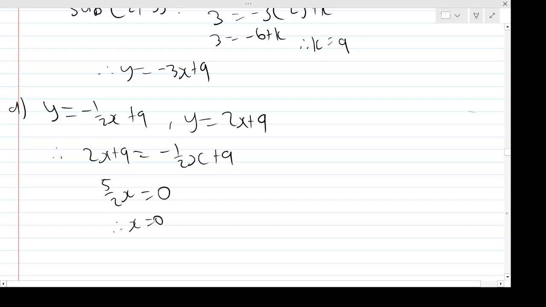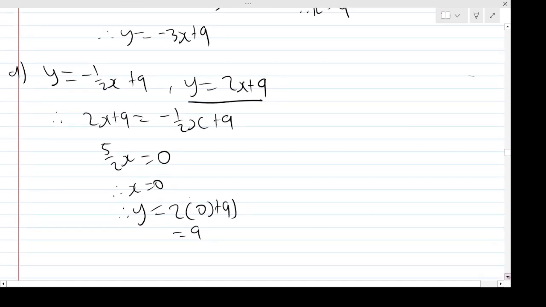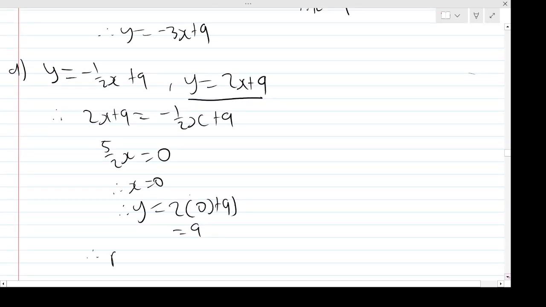Therefore, x is 0. So then y is 2x plus 9. Substitute the x value into either equation to get y. I'm going to substitute it into that one to get 2 of 0 plus 9. That gets me 9, okay? So therefore, the point of intersection is equal to 0, 9.